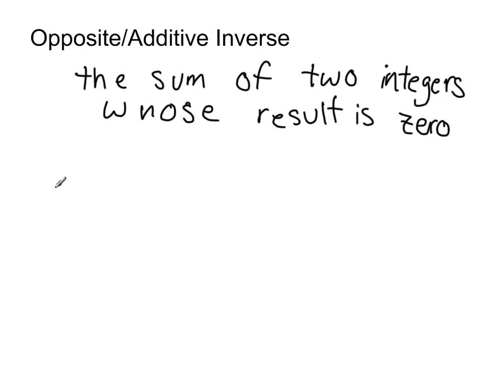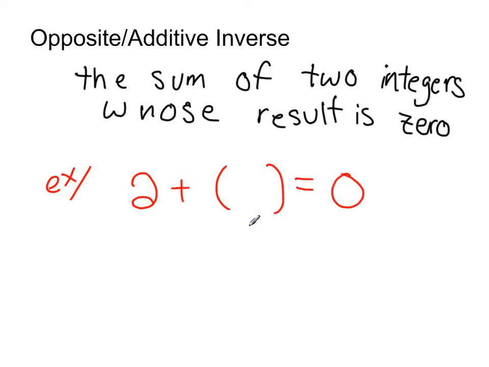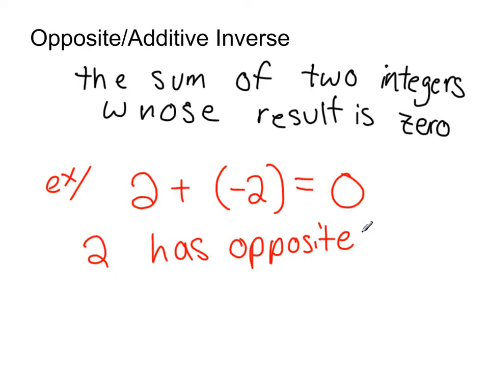So let me give you an example. Let's say we have 2 and we want to add to it something that will get us a result of 0. And you probably already guessed it, negative 2. 2 plus negative 2 is 0, right? 2 minus 2 is 0. So they are opposites of each other. 2 has the opposite negative 2. And we could say the reverse: negative 2 has the opposite 2. Pretty much you just change the sign. So if it was positive, now it's negative. If it's negative, it becomes positive. And that's our opposite, the additive inverse.